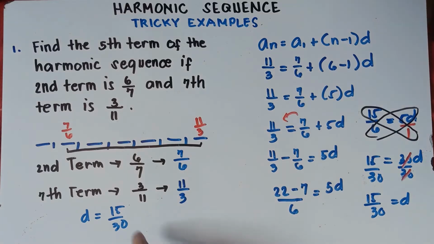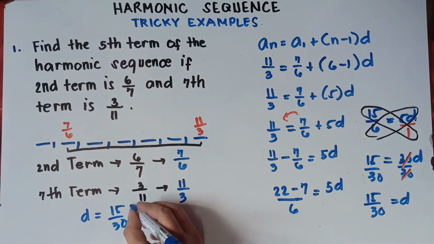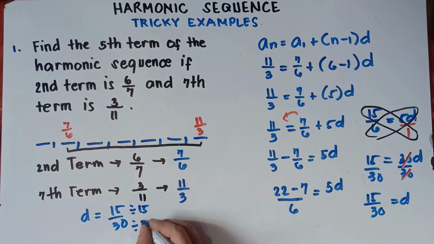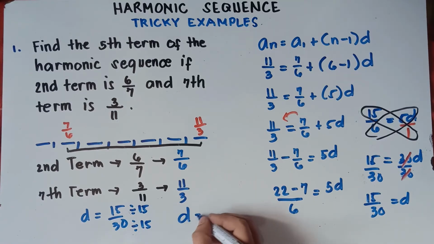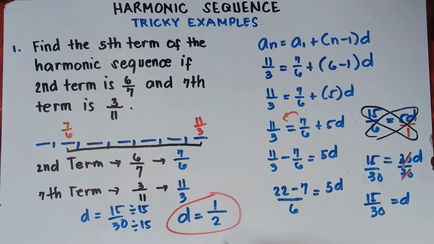Now, when we divide 15 by 30, we will get a decimal answer. So the thing that we will do, class, is get the GCF. We need to reduce this fraction. It's mandatory, class. In fractions, you always reduce the fraction to the lowest term. So to reduce this one, you find the GCF, the greatest common factor of 15 and 30, that would be 15. So divide by 15 and divide by 15. So our d equals 15 divided by 15 is 1, and 30 divided by 15 is 2. So the common difference d is equal to 1/2.